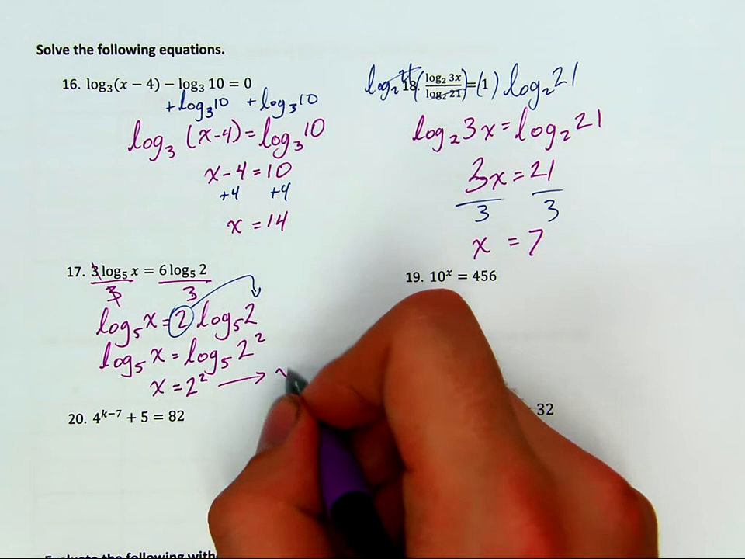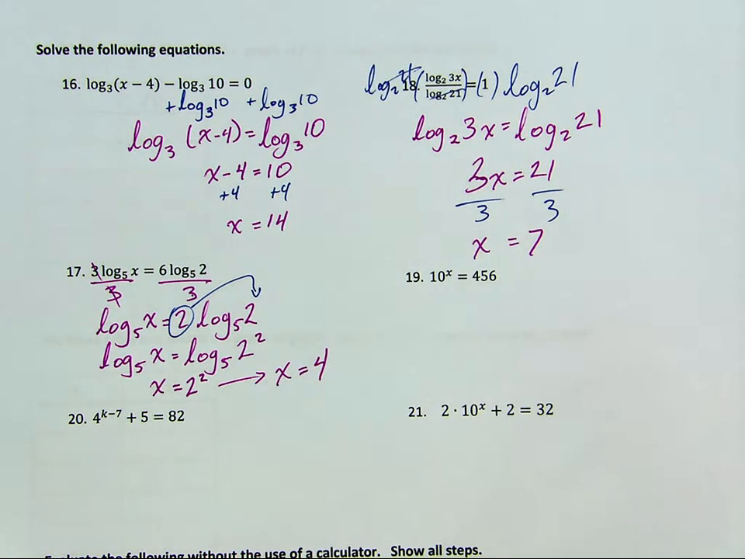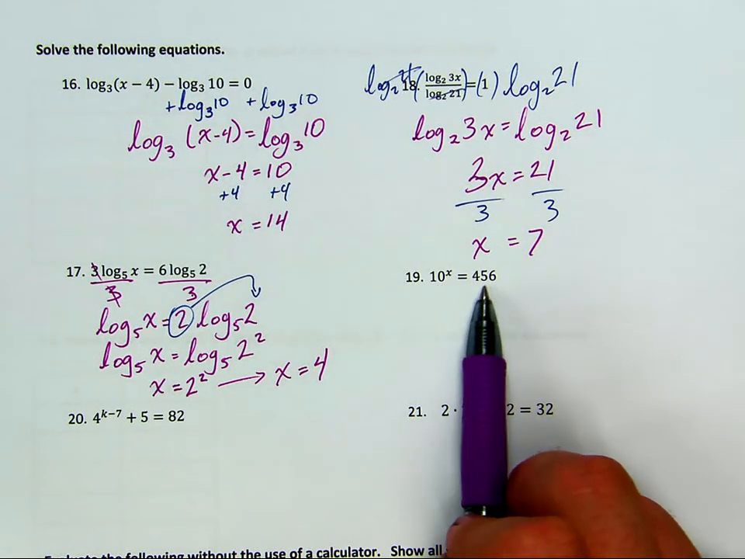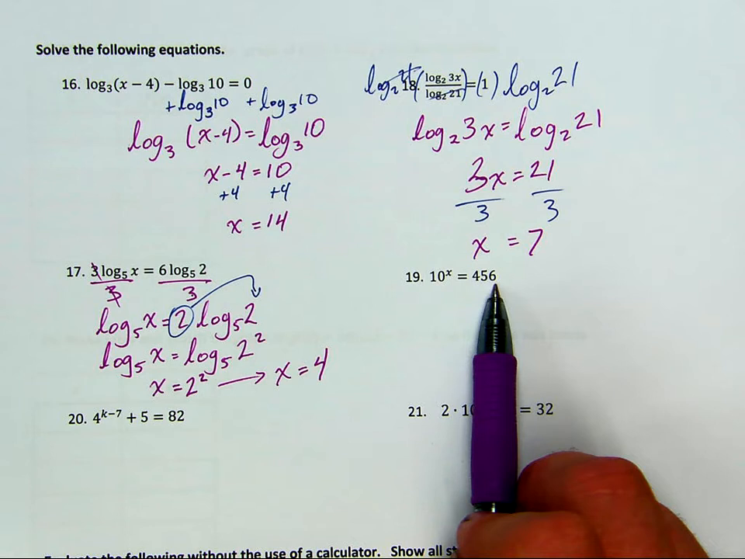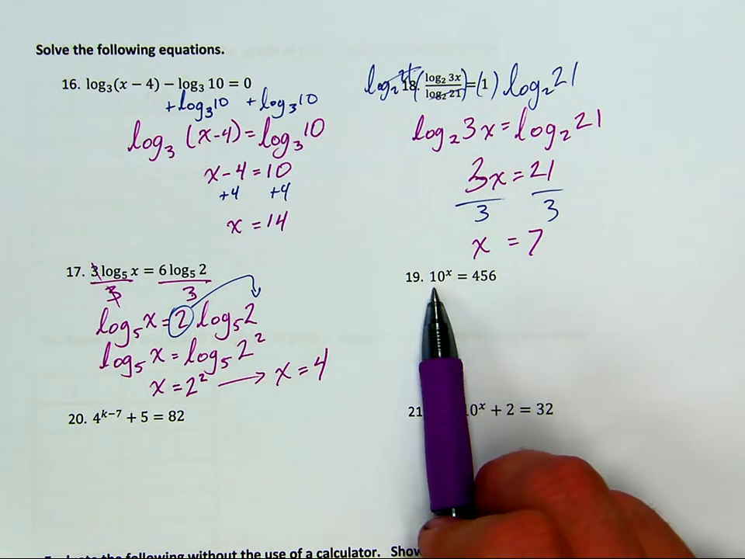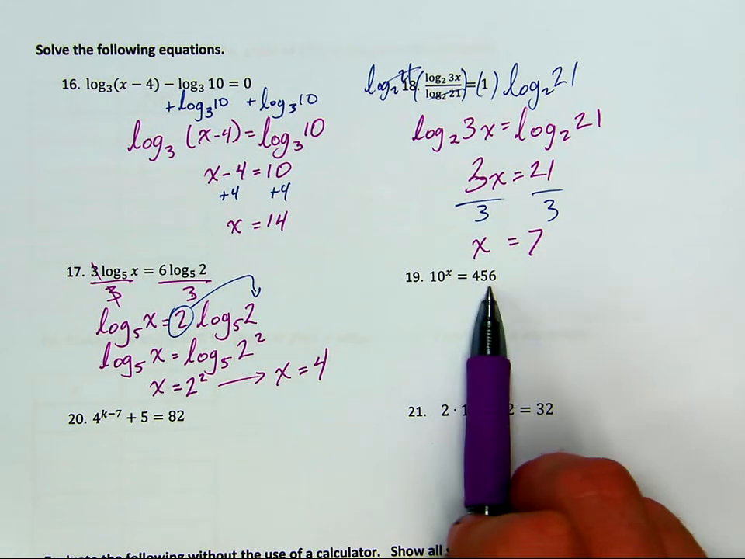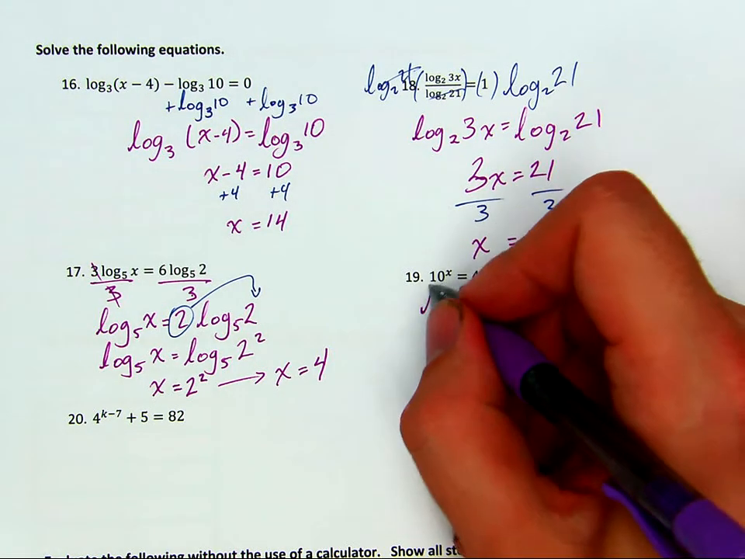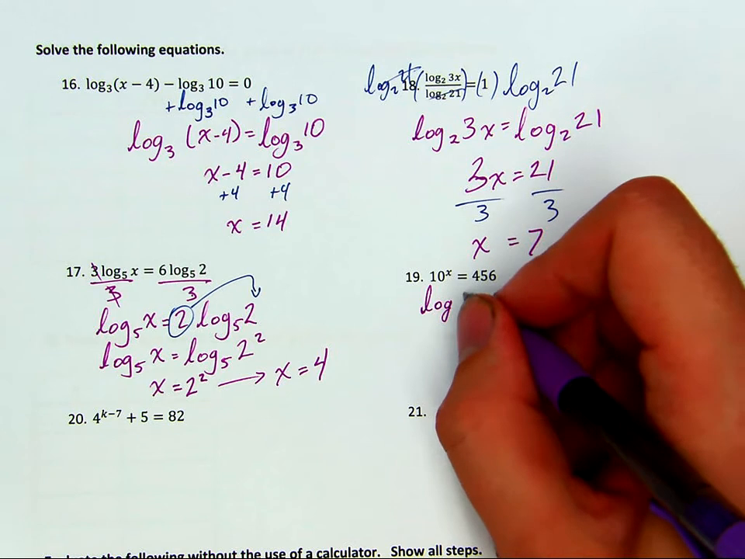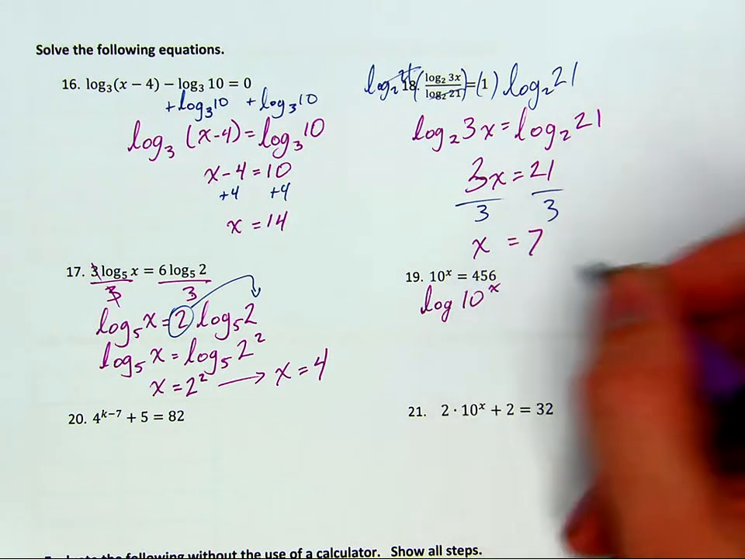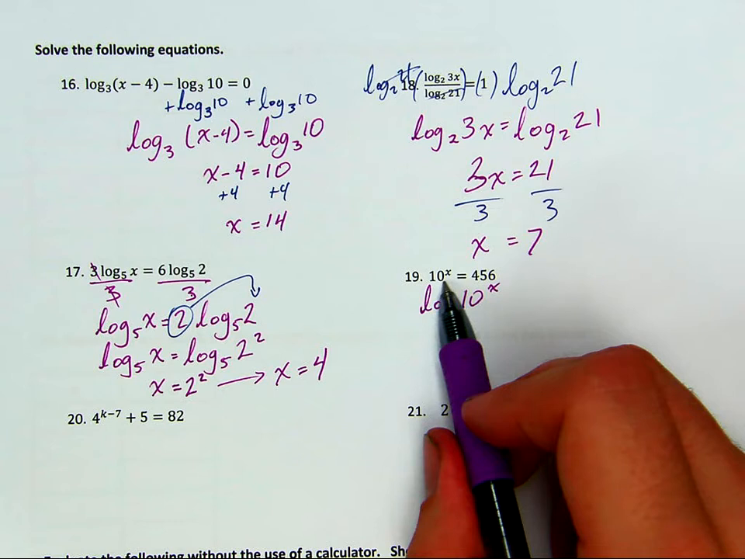Now, number 19. With number 19, you'll notice that we don't have any logs in this equation. The bases are not the same, and 456 is not a power of 10. So we cannot rewrite this as 10 to some power. So what we have to do here to solve this is take the log of each side. So we end up with log of 10 to the power x, as we saw right there, equals the log of 456.